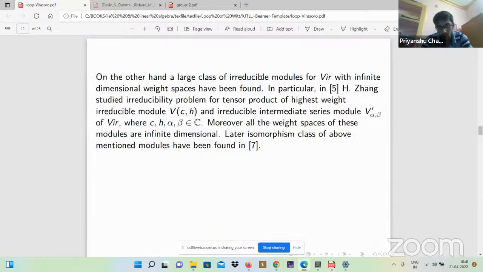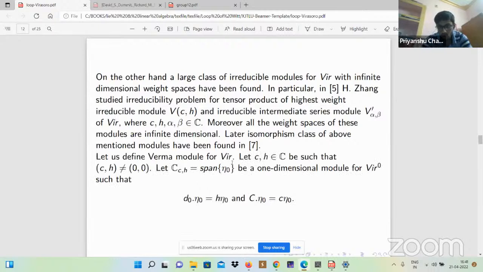On the other hand, a large class of irreducible modules for V with infinite dimensional weight spaces has been found. In particular, in [5], Zhang studied the irreducibility problem for tensor products of highest weight modules and irreducible intermediate series modules V alpha beta for V, where c, h, alpha, beta are complex numbers. Moreover, all the weight spaces of these modules are infinite dimensional. Later, isomorphism classes of this kind of module, the tensor products of these modules, have been found in [7].